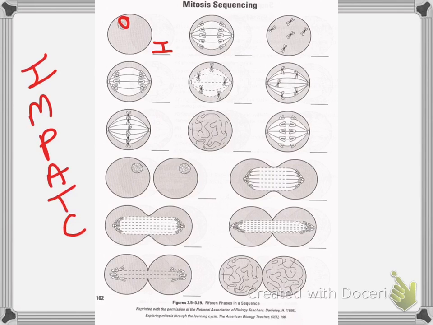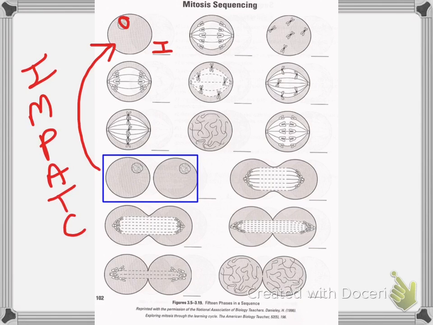I'll tell you here on the fourth row down, okay, I'm going to be looking at this box right here. I now have two new cells. This is at the very end of mitosis. This is what mitosis creates. It creates two identical daughter cells. So these two identical daughter cells are identical to the very first cell that we started out with.